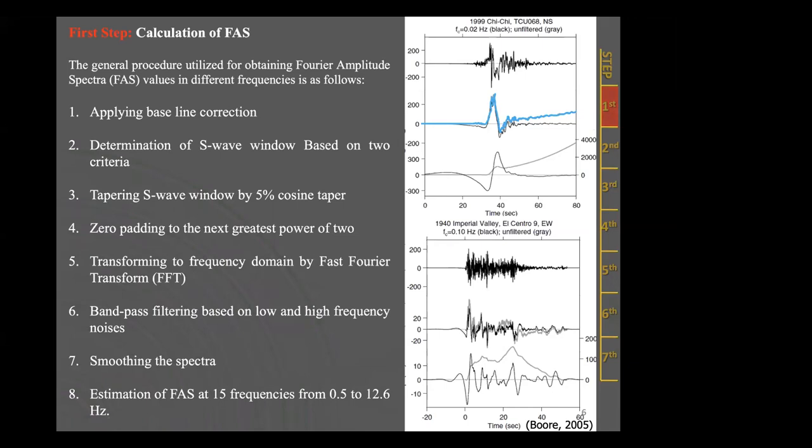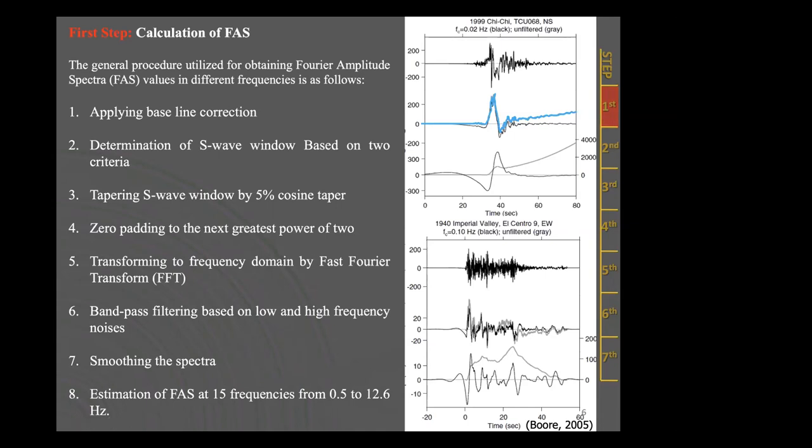We will zero pad to the next greatest power of 2. This is because when you want to take the Fourier transform, you need to do this padding before that. Then we transform to the frequency domain by FFT. We will bandpass the records based on the low and high frequency noises. I guess you remember from the last lecture that one of the criteria for data selection was based on low and high frequency noises. Later on, we will smooth the obtained spectra, and we will pick the FAS values at 15 frequencies from 0.5 to 12.6.